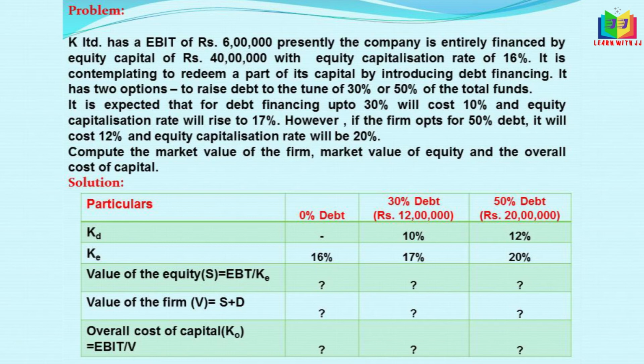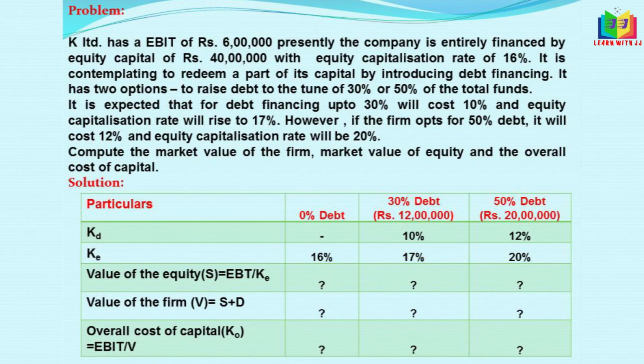Okay. And the next one is cost of equity. In 0% debt, the cost of equity is 16%. For 30%, it is 17%. And for 50% debt, the cost of equity is 20%. This information is given in the problem, so I'll write all those things. Now we have to find out the value of the firm and overall cost of capital. For finding this equity, we have to find the EBT.